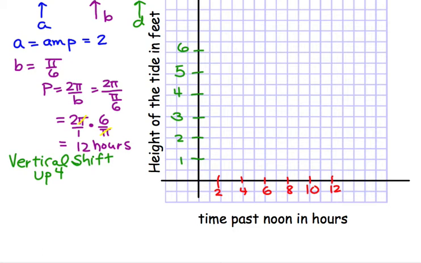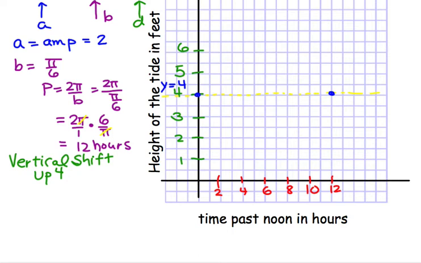So the first thing I like to do is graph my vertical axis shift up. So my new principal axis is at 4. This is y equals 4. Then I don't have a phase shift at all, horizontal or vertical, so it's going to start at time 0. And then our length is 12 hours. So we're going to start and stop our revolution in 12 hours.